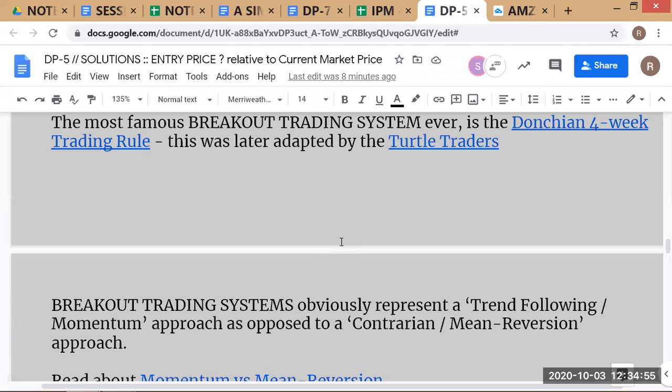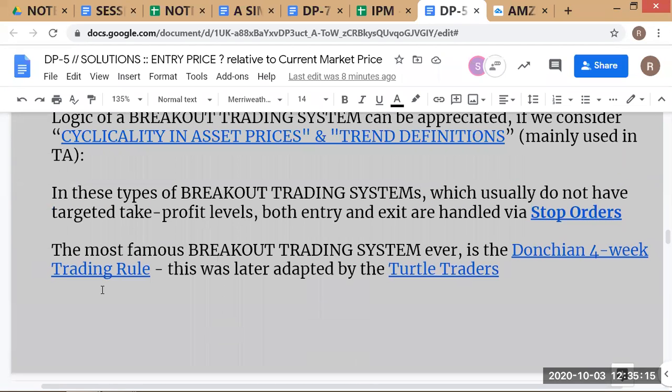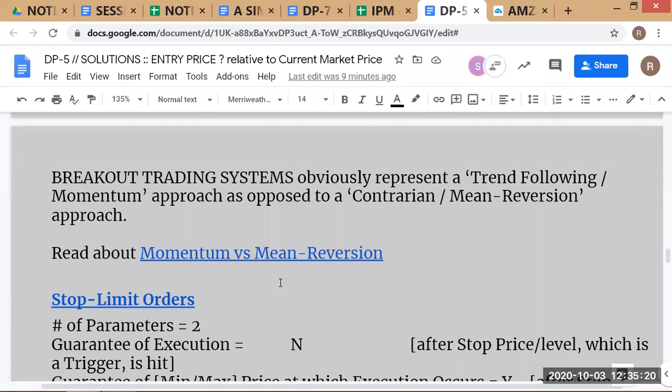Just like if I say an LLB student is a species of WIP student, that means whatever properties we have defined for WIP students, that LLB student, being a species of WIP student, must exhibit all the properties of WIP students. That is the meaning of this kind of expression. So the Donchian 4-week trading rule is the most famous breakout trading system. Let's understand it. Very simple.